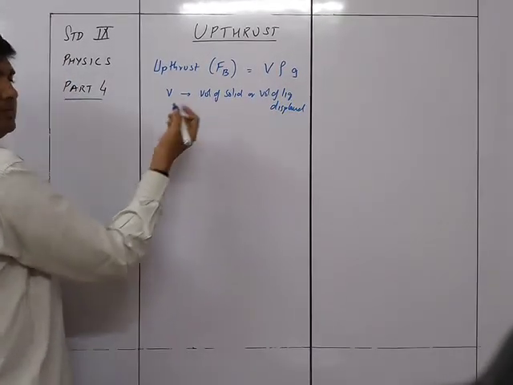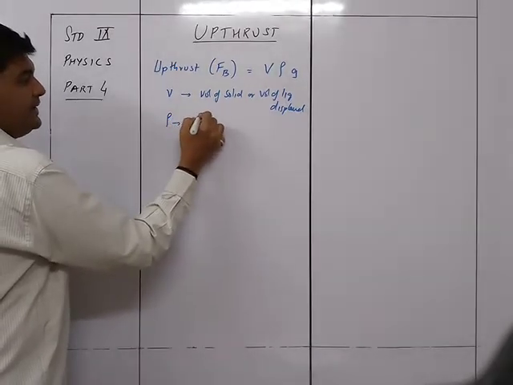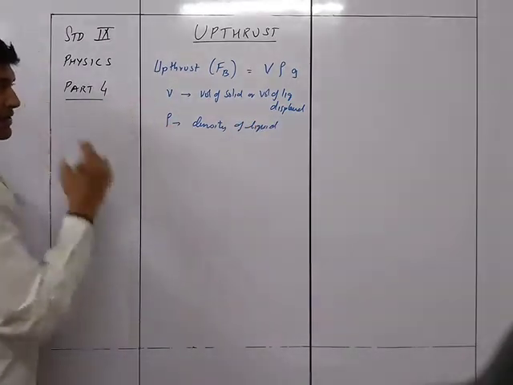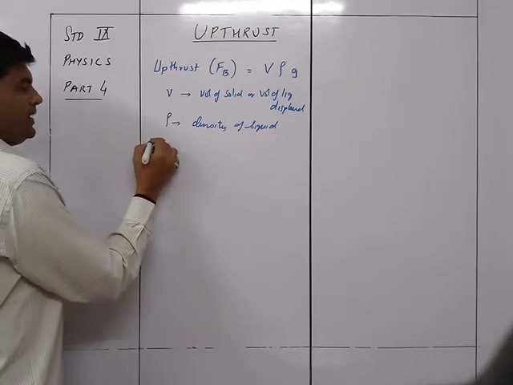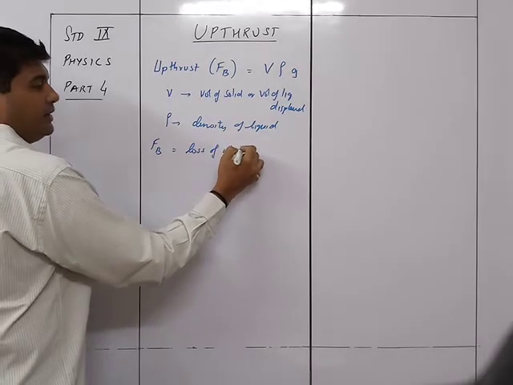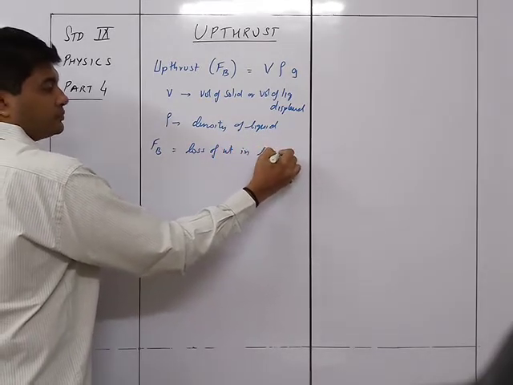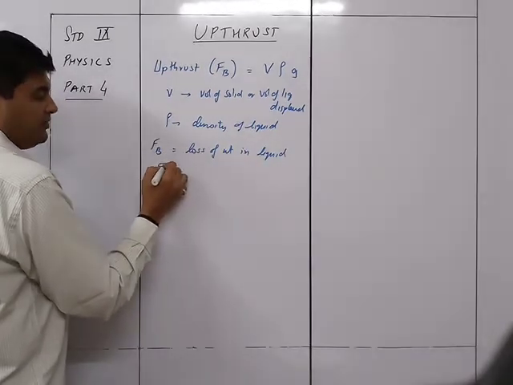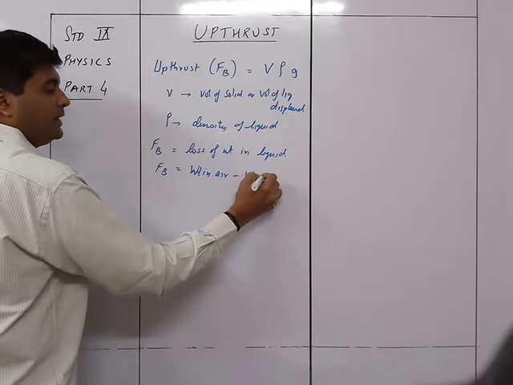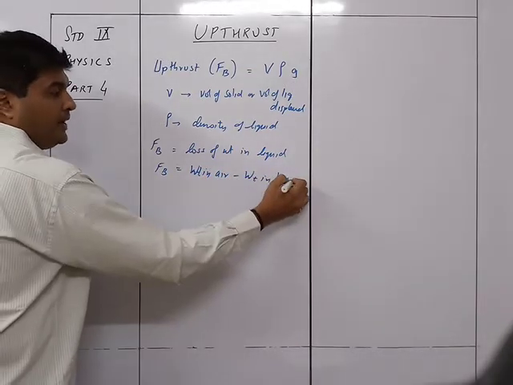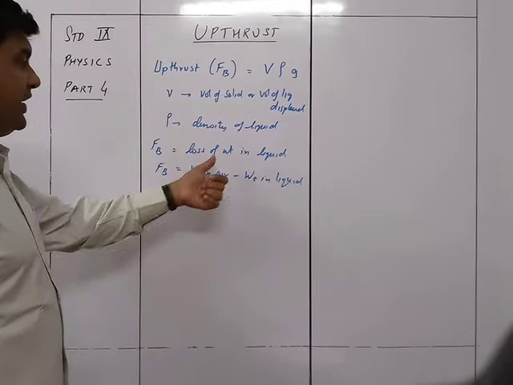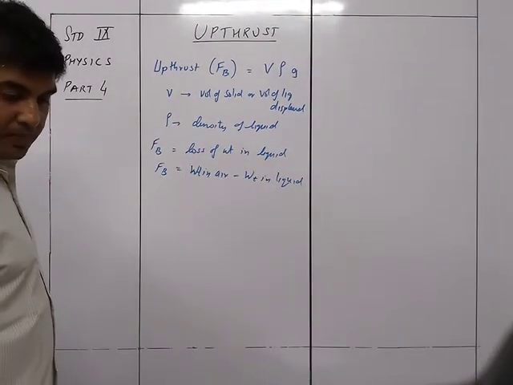Okay, that will be volume. Then rho is the density of the liquid, and G is of course the gravitational force. We also have that FB is equal to loss of weight in liquid. That is nothing but FB can be given as weight in air minus weight in liquid. Okay, weight in air minus weight in liquid will give you the upthrust or the FB. We can say loss of weight is equal to FB. So that is the part over here.